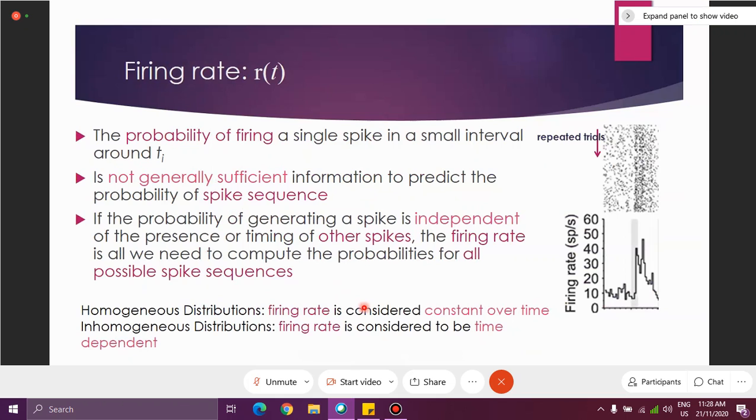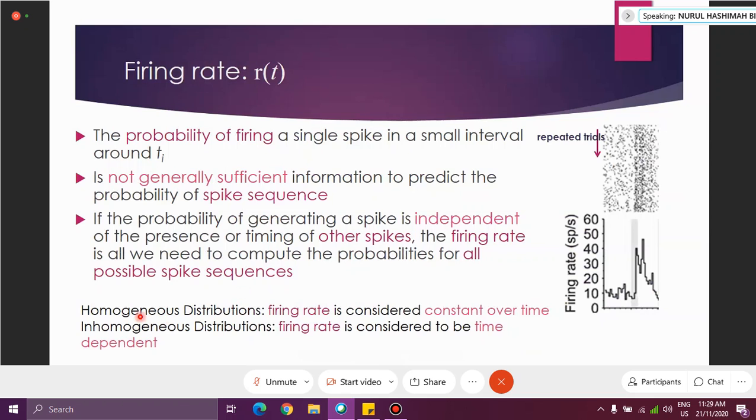So the firing rate of a single spike, r(t) in a small interval around time t, is not generally sufficient information to predict the probability of a spike sequence. If the probability of generating a spike is independent of the presence or timing of other spikes, then the firing rate is all we need to compute the probabilities for all possible spike sequences. Okay, so this is easier if we use parametric. Or was it non-parametric?